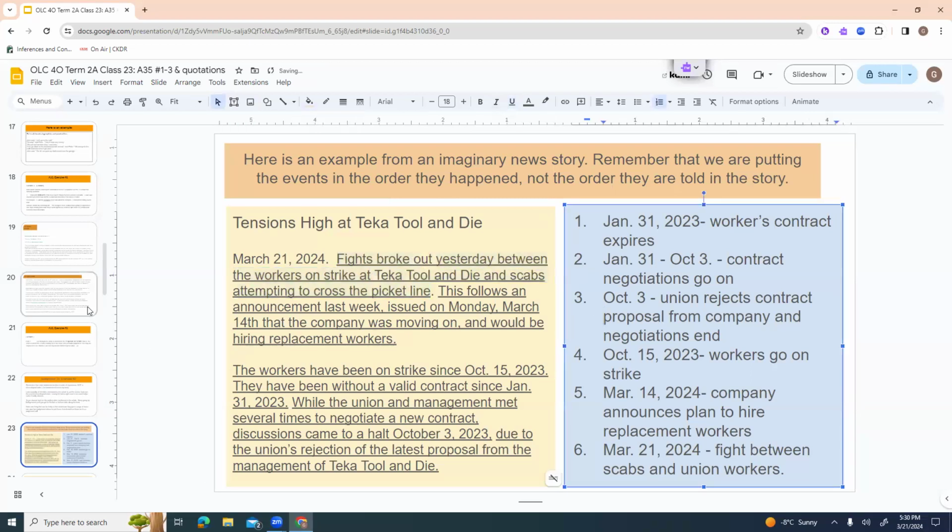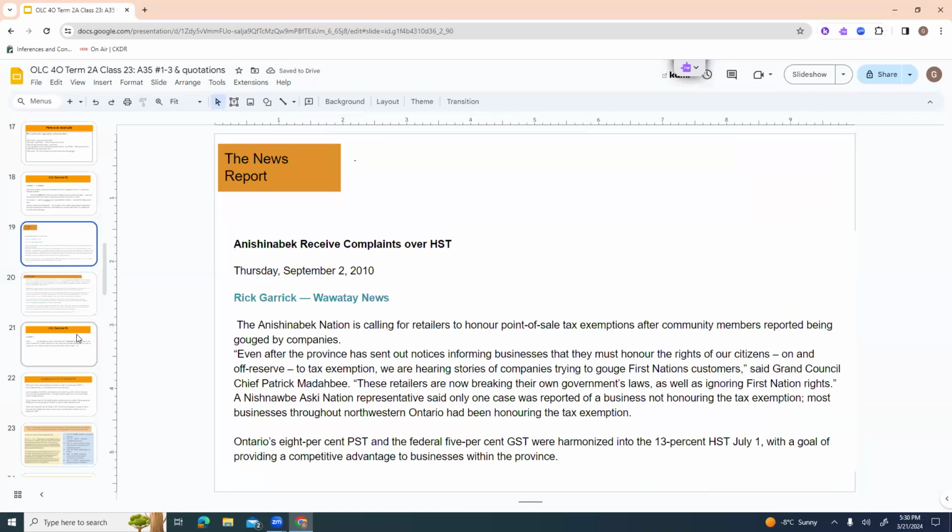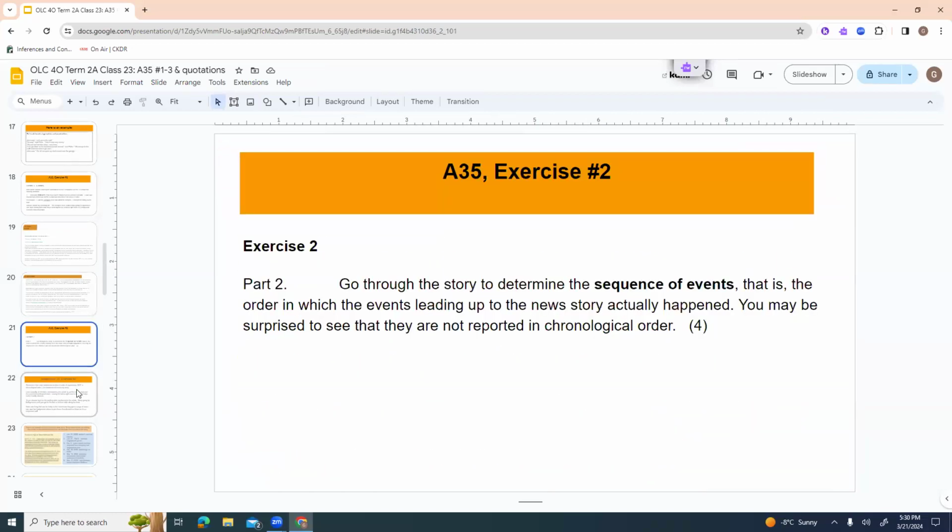So when you're going through this, you're going to have to be looking for that. Look for the dates and see where they fit in and put them back in order, okay?